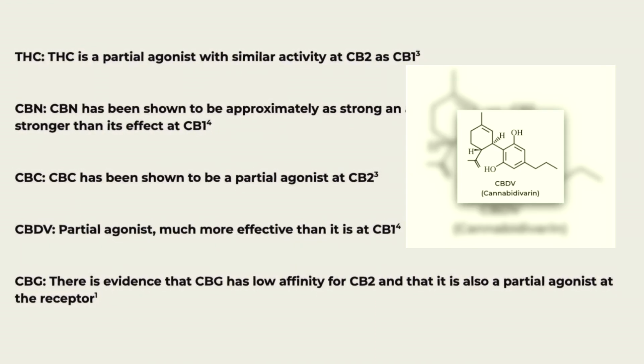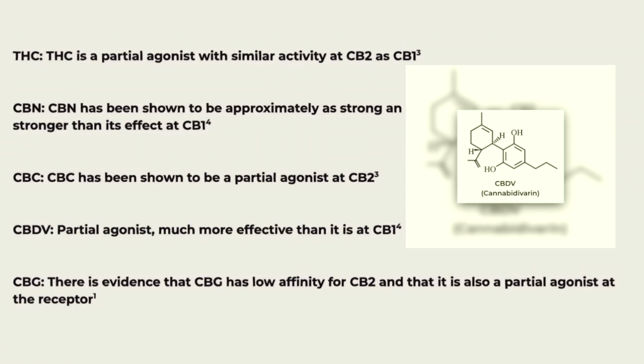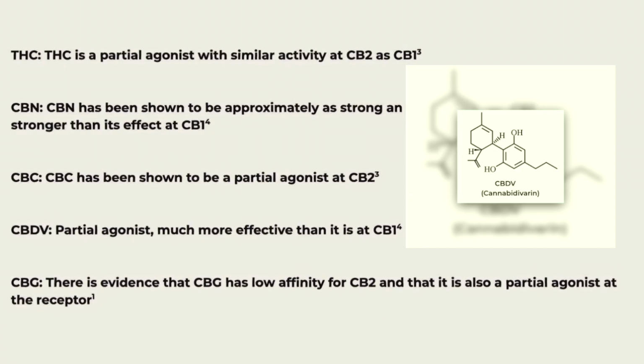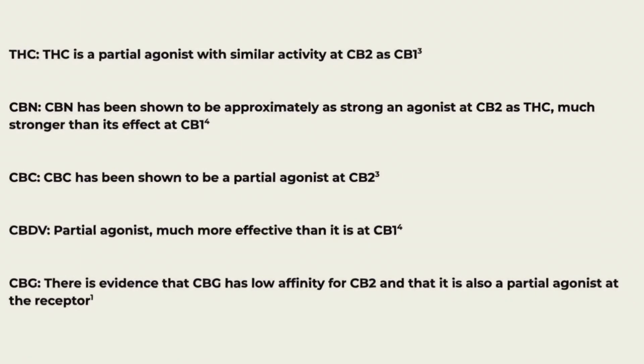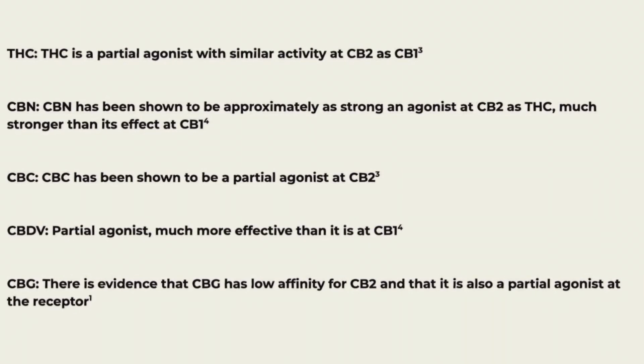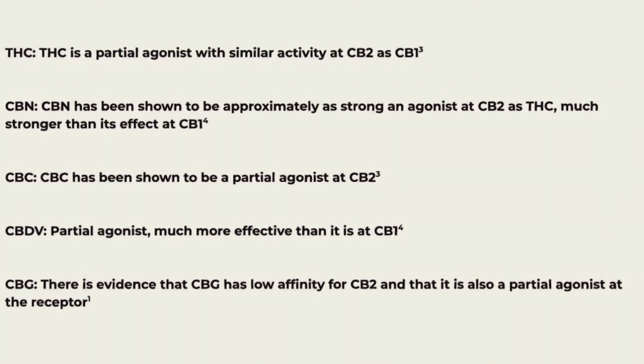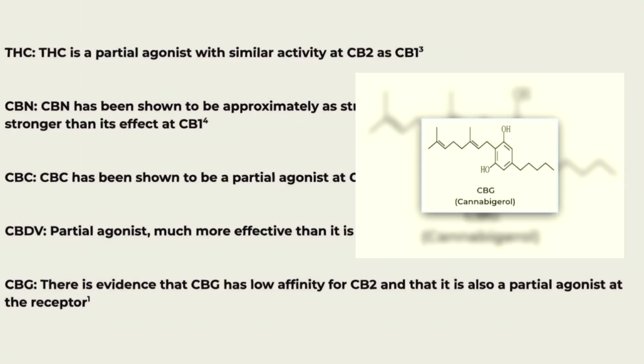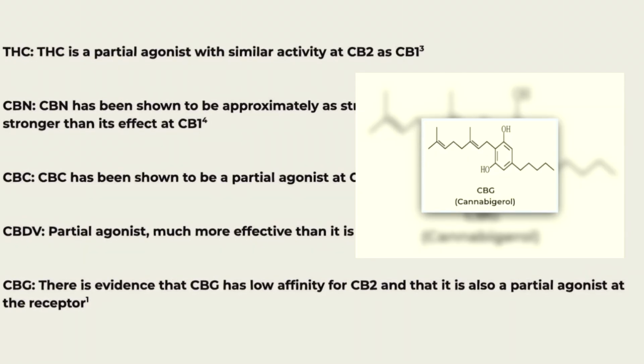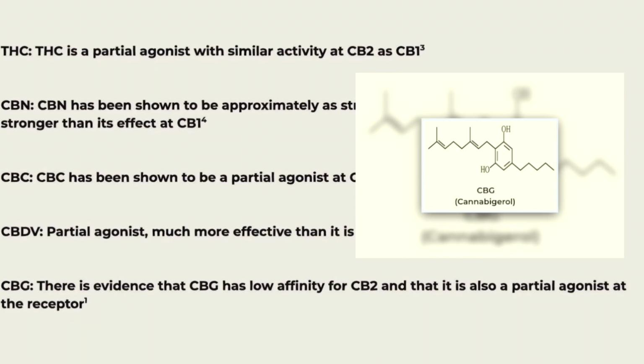Similarly, CBDV is a compound that acts as a partial agonist at the CB2 receptor, and is much more effective at this receptor than it is at the CB1 receptor. For CBG, there is evidence that CBG has low affinity for the CB2 receptor and acts as a partial agonist at the receptor.